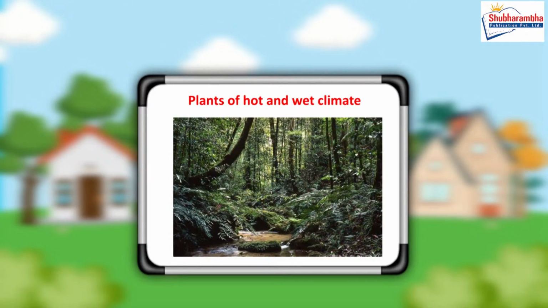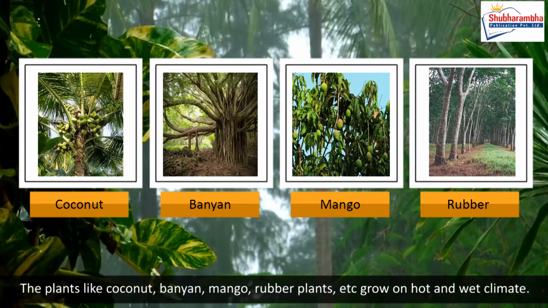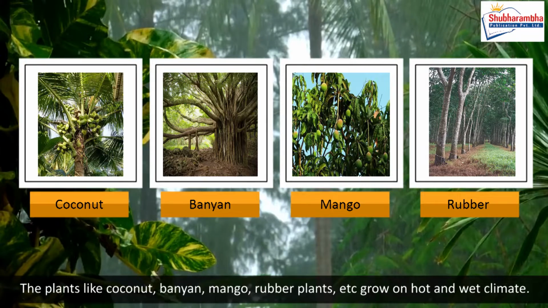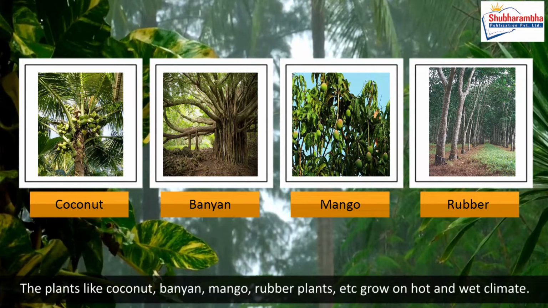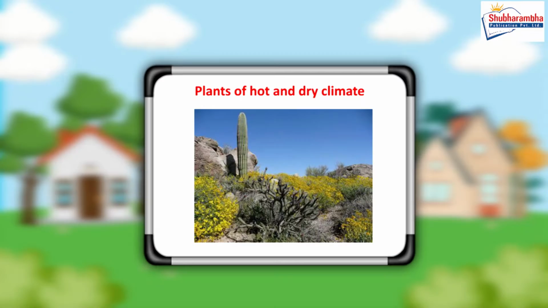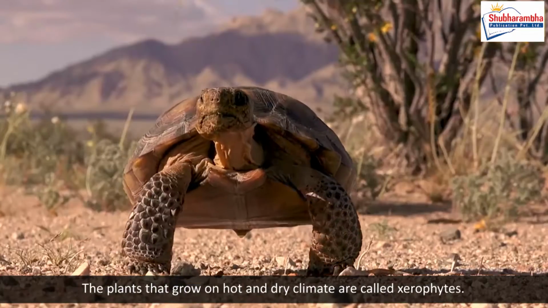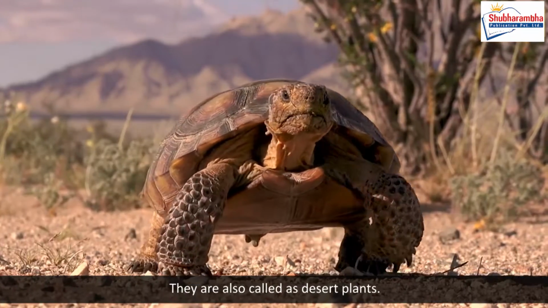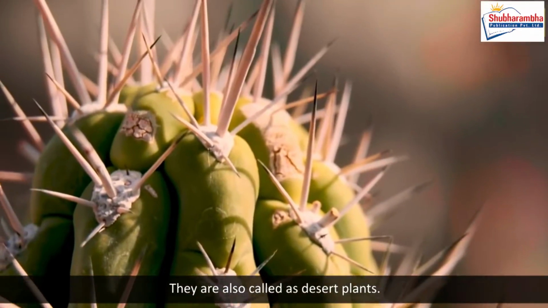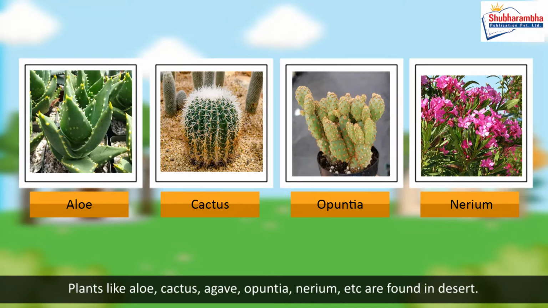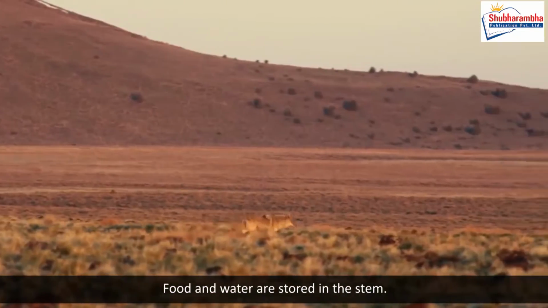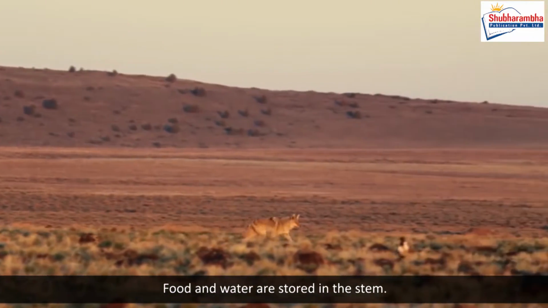Terrestrial plants grow in different regions on the earth. Plants of hot and wet climate. Plants like coconut, banyan, mango, rubber plants, etc. grow in hot and wet climate. Plants of hot and dry climate. The plants that grow in hot and dry climate are called xerophytes. They are also called desert plants. Plants like aloe, cactus, agave, opuntia, nerium, etc. are found in deserts. Food and water are stored in the stem.